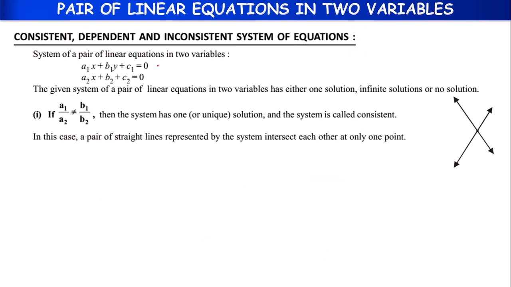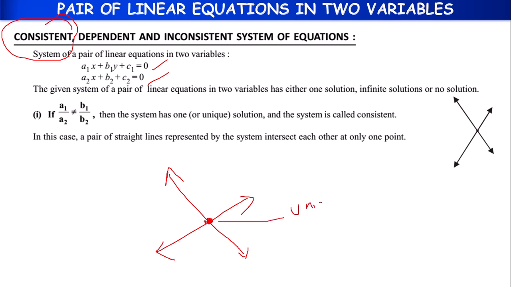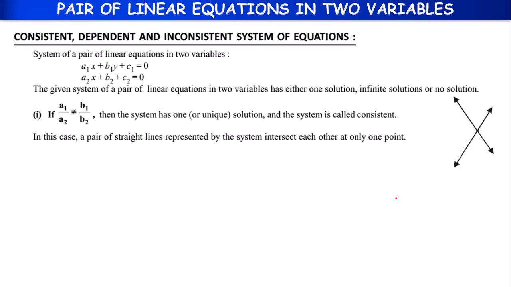If the two equations are represented by two straight lines, they intersect at only one point. So these two lines are examples of lines represented by consistent equations. They intersect at only one point, meaning they have only a unique solution. Like that, we can name the system of equations basing on this condition.